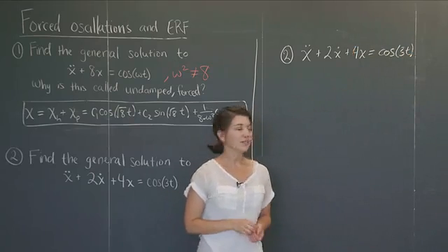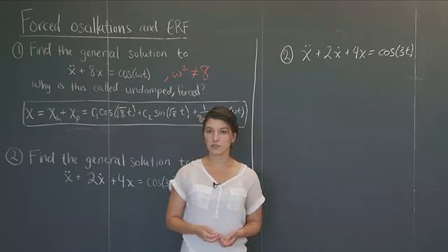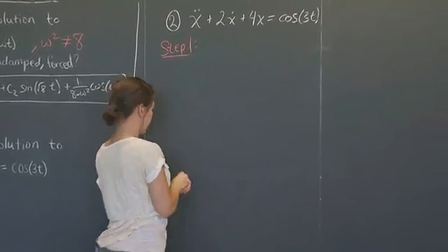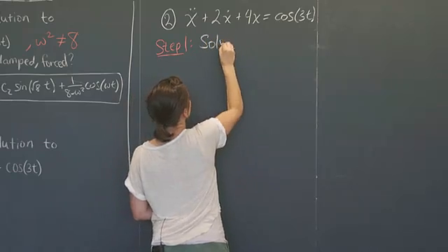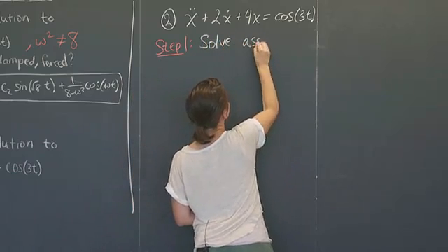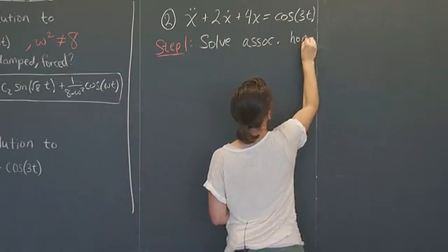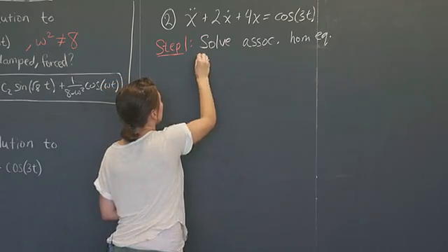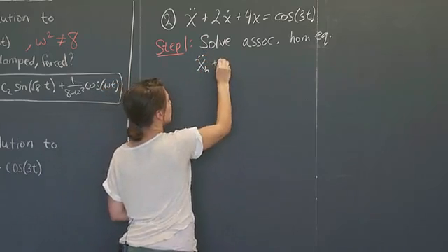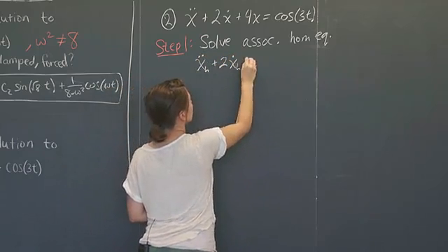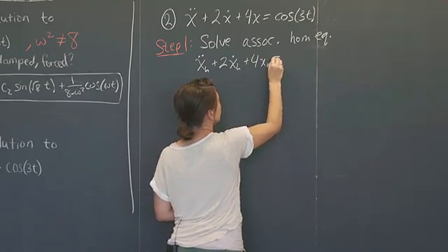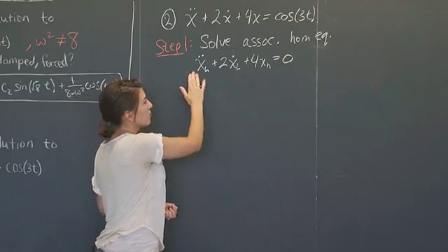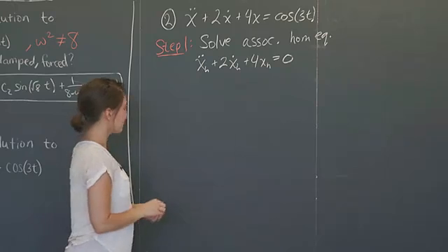Again, the first step in finding the general solution is to solve the associated homogeneous equation. So step 1, solve the associated homogeneous equation. In this case, that's given by x sub h double dot plus 2 times x sub h dot plus 4x sub h equals 0. I've just replaced x by x sub h so that we remember that we're solving the homogeneous equation.